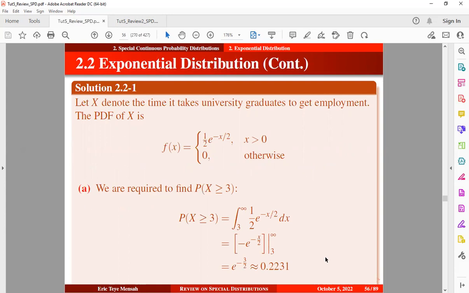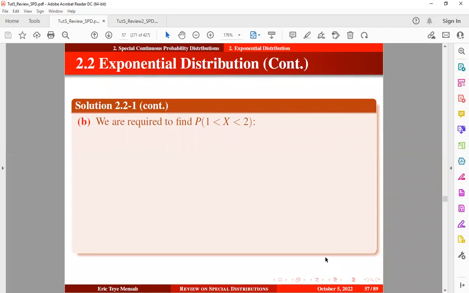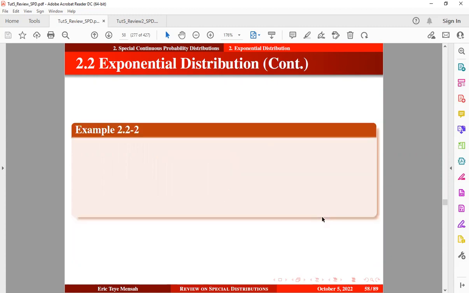All right. So let's take a look at the second part. We are required to find the probability that Ishmael will get employment between 1 and 3 years. So this can be expressed in this form. Once we take the integral, we obtain this. Once we input the values, we obtain that, and this is approximately equal to that. All right. So another example.